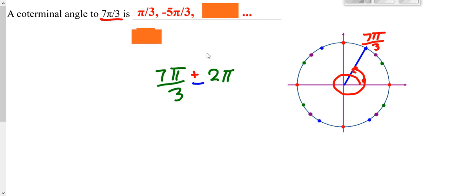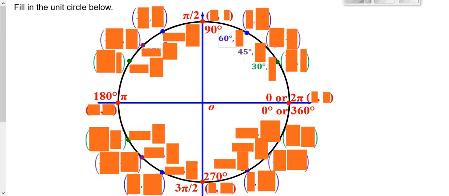Or if you subtracted another 2 pi, which would be subtracting another 6 pi over 3, you would get negative 5 pi over 3, sorry. Or you could have added another full revolution, and you'd have 7 pi over 3 plus a full revolution of 6 pi over 3, and you get this. So now we'll go back and deal with the unit circle, and that'll be in a second video.